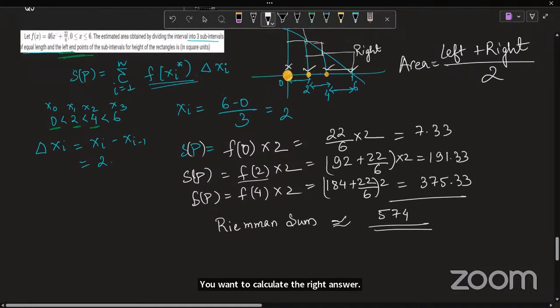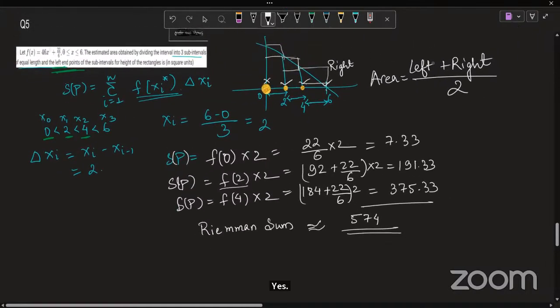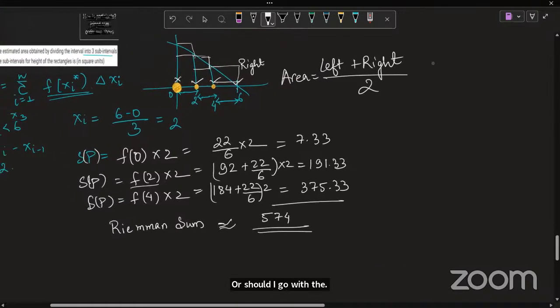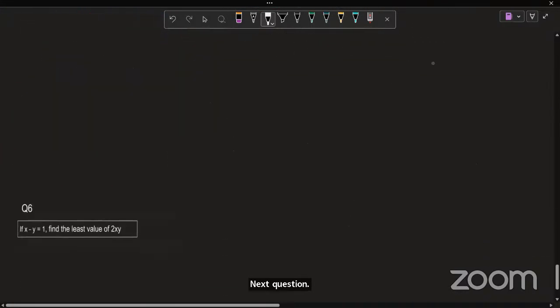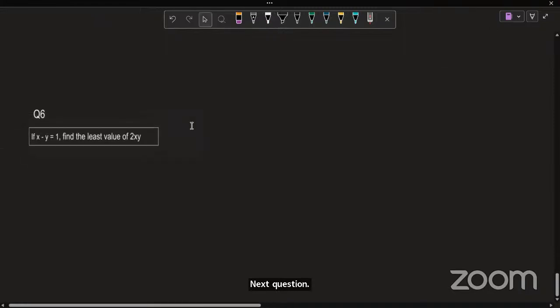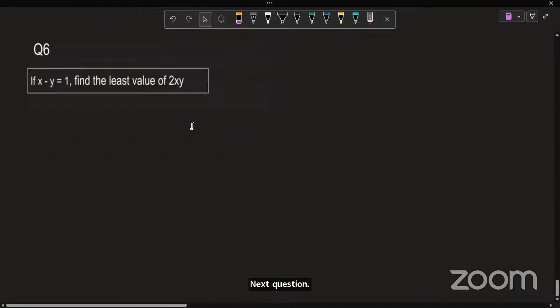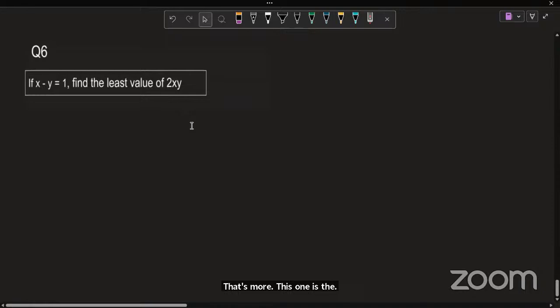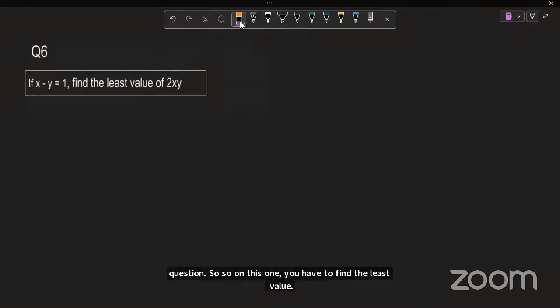Should I go with the next question? Okay, let's move on to the next question. Solve this one. You have to find the least value. So this one is easy.